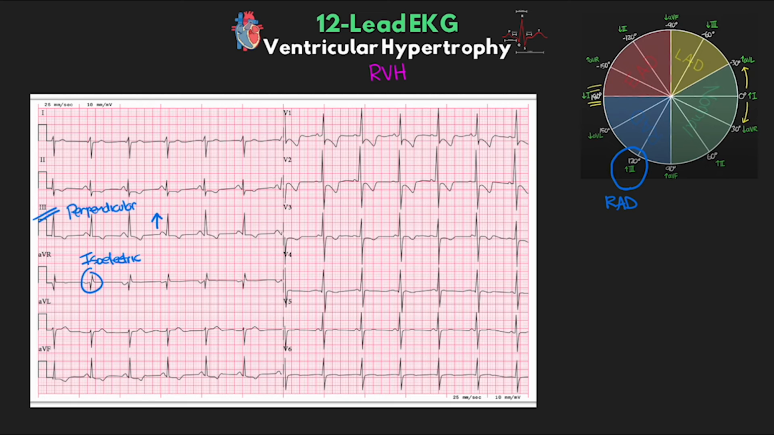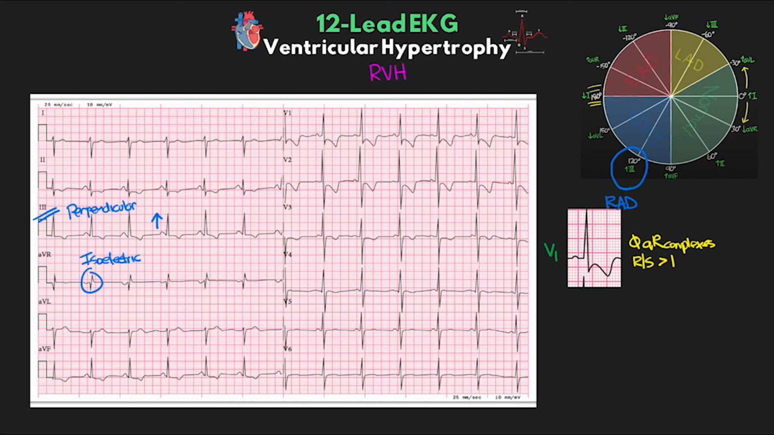Now, having right axis deviation, we need to take a look at V1 and see if we have an RS ratio that's out of whack or those QR complexes. So in our example here, we don't have QR complexes, so we're going to look at our RS complexes in V1 and look at that RS ratio. Here it's pretty obvious just from looking at it that the R is much larger than the S, giving us a ratio greater than 1, being another indication of right ventricular hypertrophy.